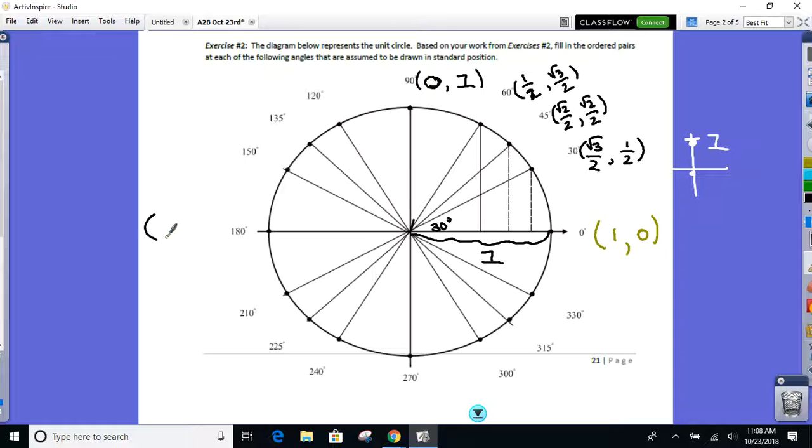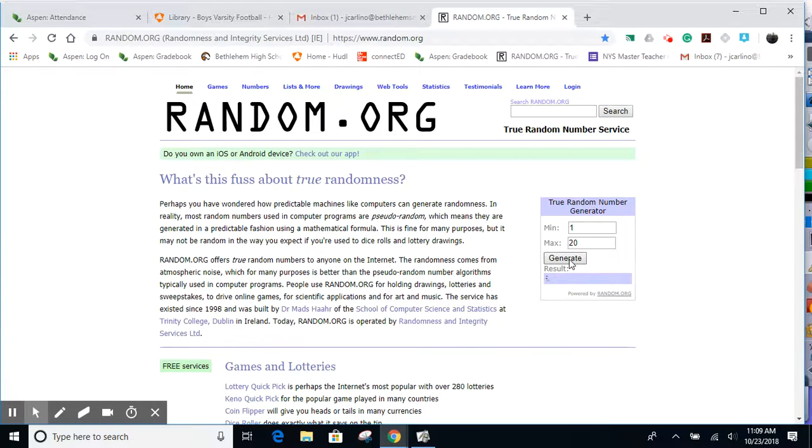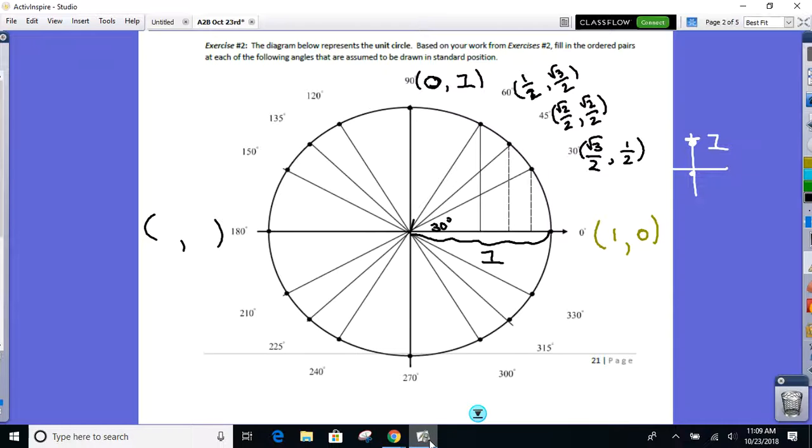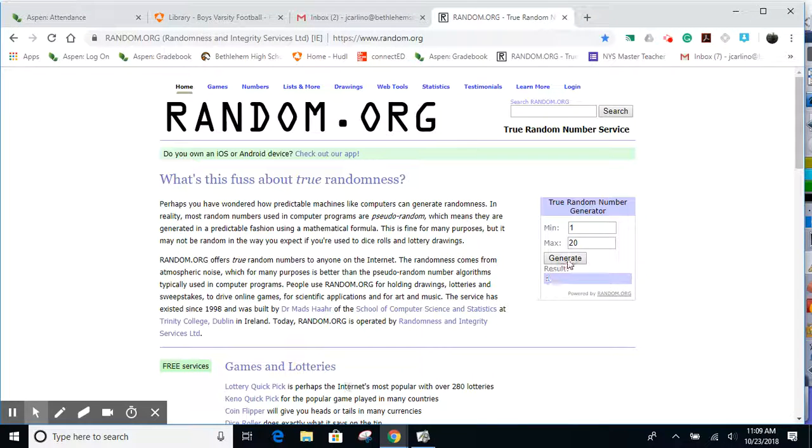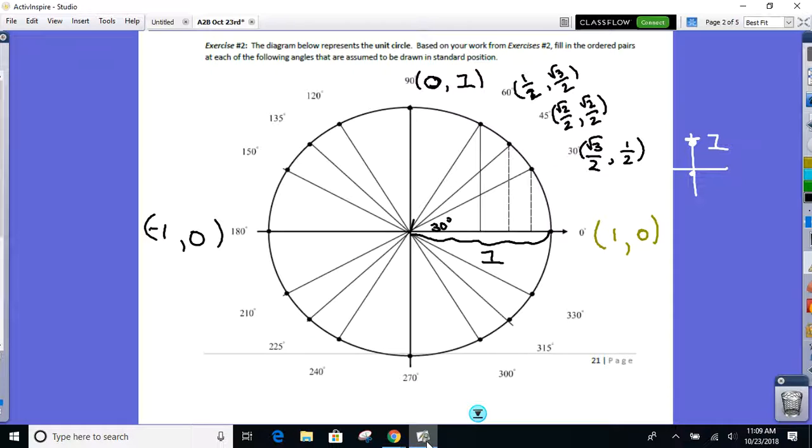Can we just go right now? What's at 180? Go in this direction now. What's at 180 before I get to the other ones? What should be at 180? -1, 0. Yep. And then go down to 270. What should be at 270? 0, -1. All right, so we got those down.